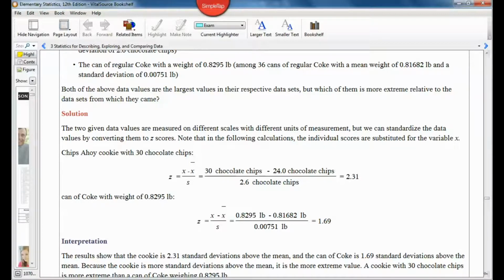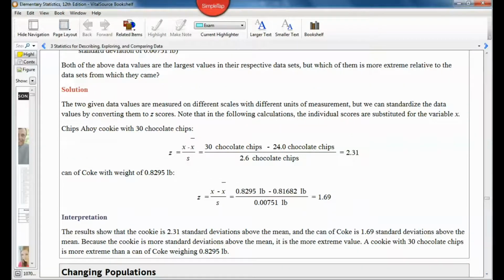Look at the interpretation. The results show that the cookie is 2.31 standard deviations above the mean, and the can of Coke is 1.69 standard deviations above the mean. Because the cookie is more standard deviations above the mean, it is the more extreme value. A cookie with 30 chocolate chips is more extreme than a can of Coke weighing 0.8295 pounds.